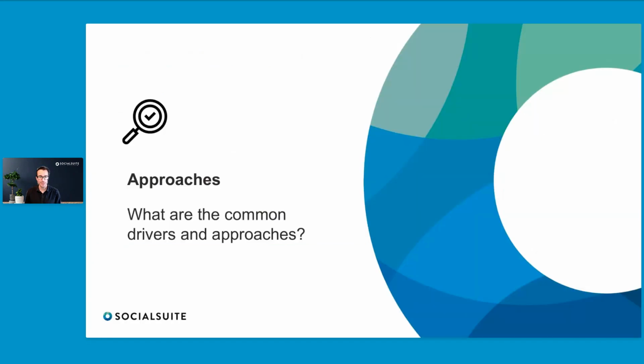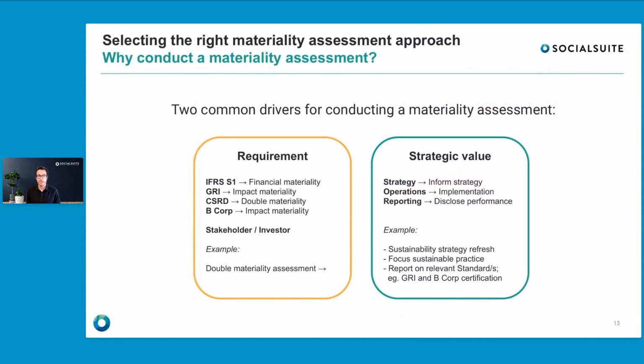So with that introduction, I think it is good to look at some common drivers and approaches around doing a materiality assessment. The 2 common drivers for conducting a materiality assessment, the one is more, I would say, a reactive approach. You become aware that there is some requirement that you need to do a materiality assessment that might come out of an ESG or sustainability standard or framework. We already spoke about some of them. We spoke about the ISSB. They have the IFRS S1, which is focused on financial materiality. We spoke about GRI, which is focused on impact materiality, and in the European Union, CSRD, double materiality.